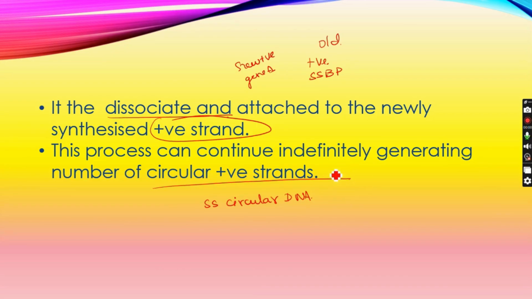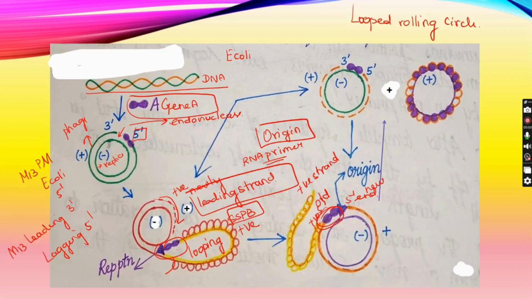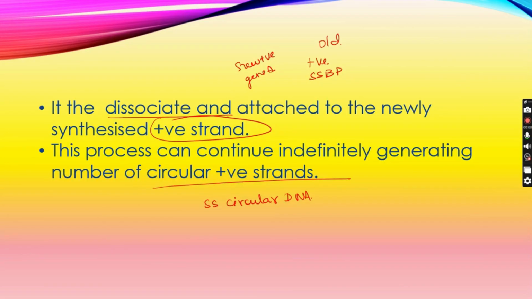Then the cycle takes place until it reaches the optimum amount of DNA for the progeny, for the daughter viruses.